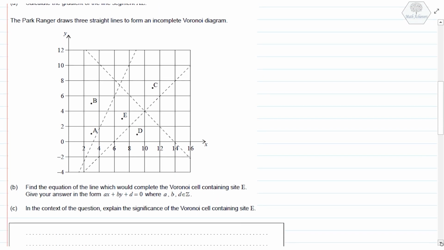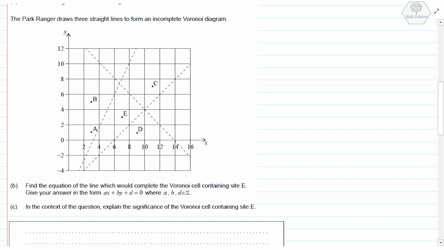Now, the park ranger draws 3 straight lines to form an incomplete Voronoi diagram. The straight lines are drawn surrounding the site E. You can see clearly that I have the perpendicular bisector between B and E, and the perpendicular bisector between E and C, and also the perpendicular bisector between E and D.